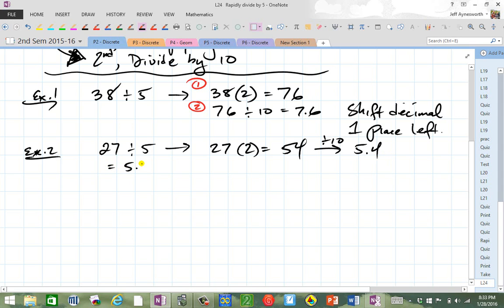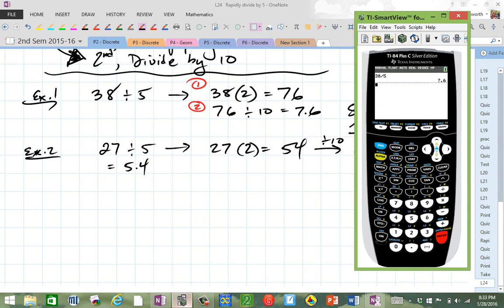That equals 5.4. Let's check it. 27 divided by 5. Ooh, look at that. Come on, calculator, catch up. 5.4. There you go. It's as easy as that.